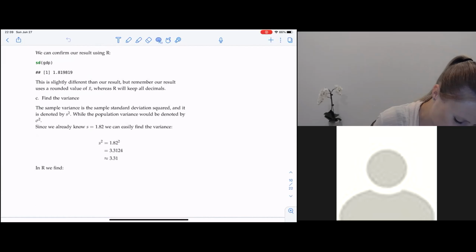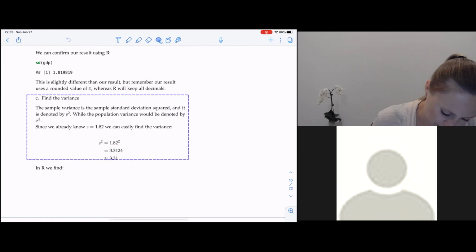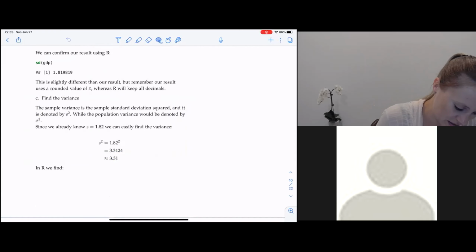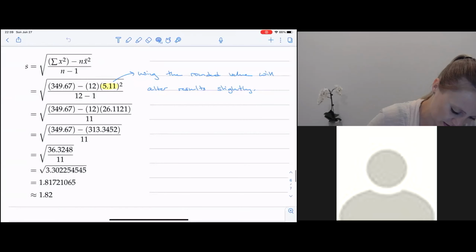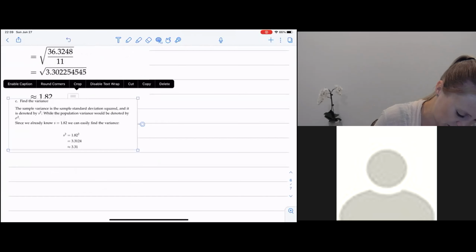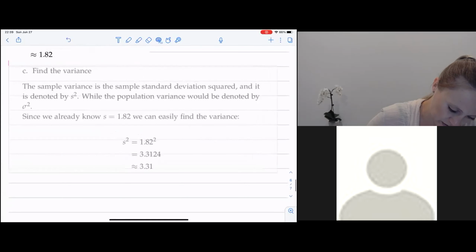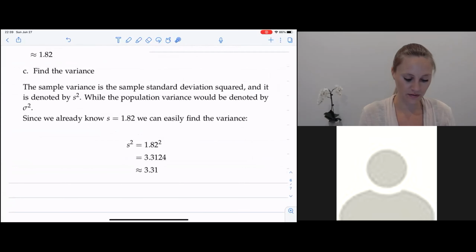So the next thing I want to do is find the variance. Now we've already seen it in that table that I introduced early on, but the sample variance is the sample standard deviation squared. And so we denote it by S squared. So the population variance is denoted by sigma squared, right? Same. So because we know S is 1.82, if we just square it, we can find the variance, right? So roughly 3.31.